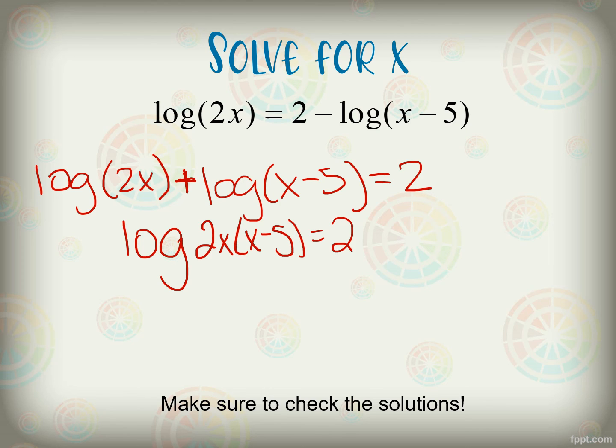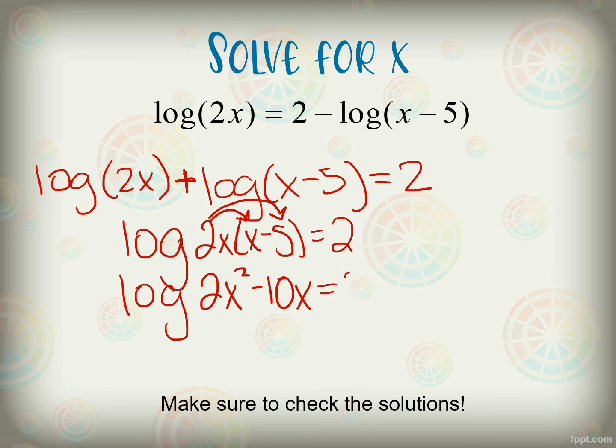Well, let's see. Let's take care of that multiplication. 2x times x would be 2x squared. 2x times negative 5 would be negative 10x. We still have the log. We still have the equals 2. I have a single log, so I'm ready to convert.